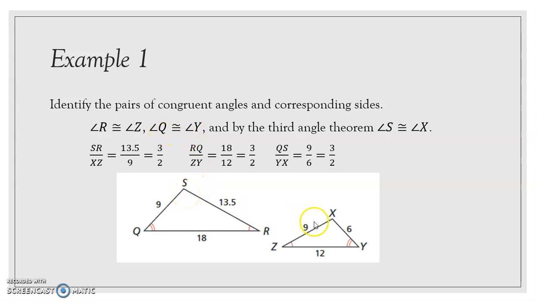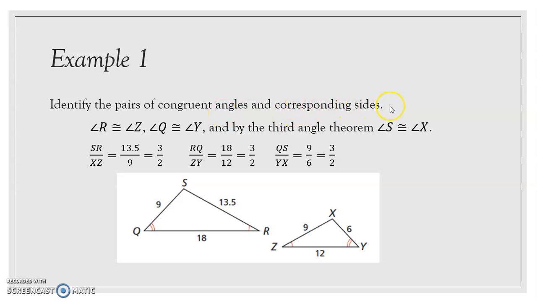Now, angle S and angle X don't have any arc marks, but I know the third angle theorem, which says that if I have two pairs of congruent angles in two different triangles, then the third pair of angles is going to be congruent. So I know that angle S is congruent to angle X, even though they didn't put those congruent symbols in. Okay, so that's the first part, the pairs of congruent angles.